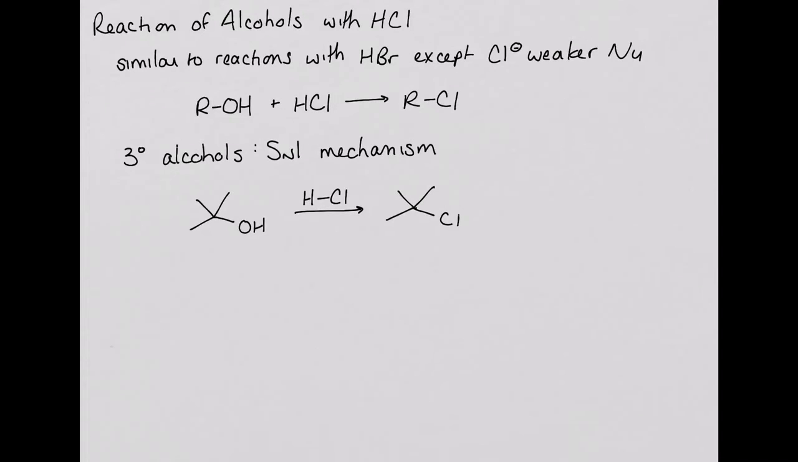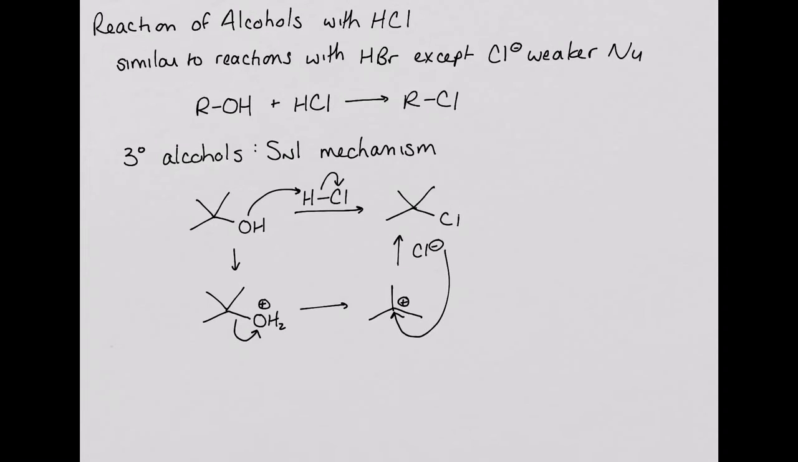The mechanism looks like the mechanism with HBr, with the first step being protonation of the alcohol to improve the leaving group. In the next step, water leaves to produce the carbocation. Then, chloride ion that was produced in the previous step attacks the carbocation to give the alkyl chloride. Remember that the SN1 mechanism results in racemization if there is any stereochemical information in the starting alcohol.